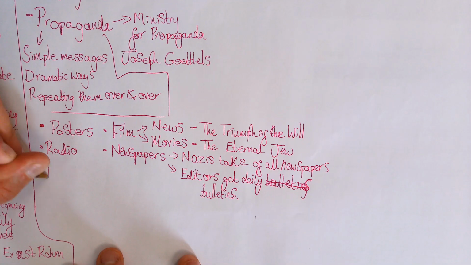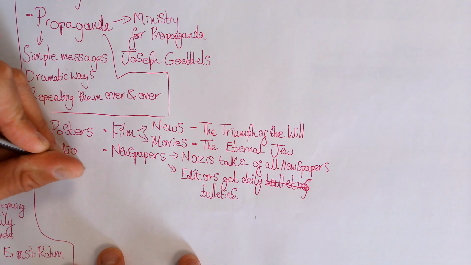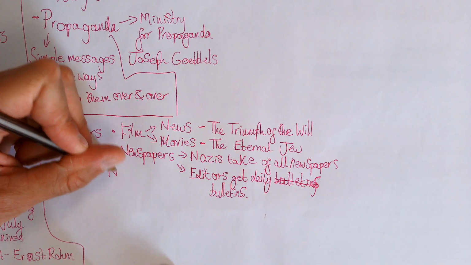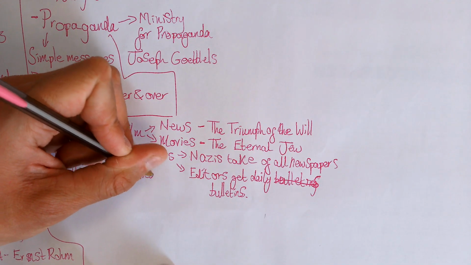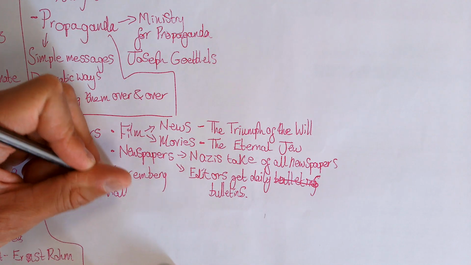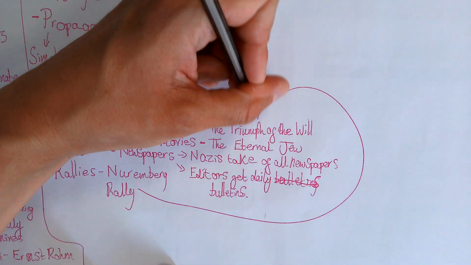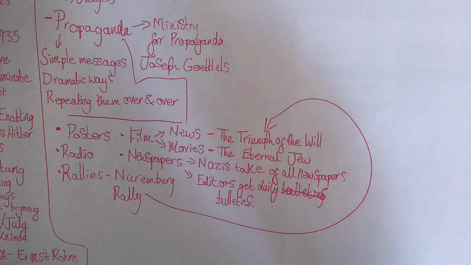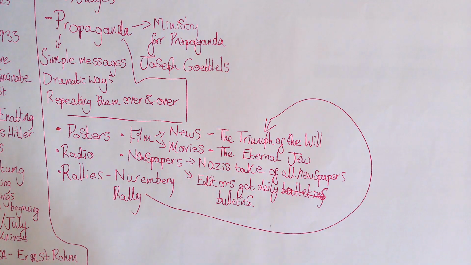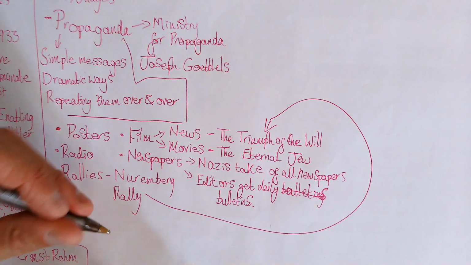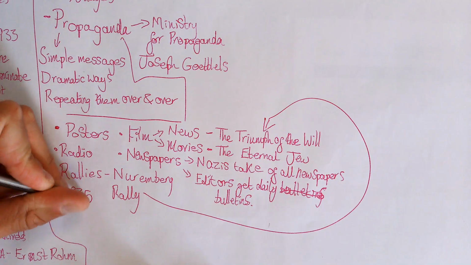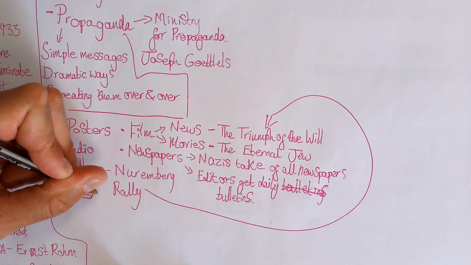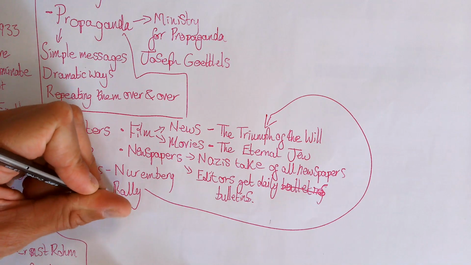And then, of course, the last big one that we've spoken about is rallies, and the typical example of this being the Nuremberg rally, which is, of course, going full circle. What features in Leni Riefenstahl's film The Triumph of the Will. The first one is in 1934, I think. No, 1934 is the first one. Okay?